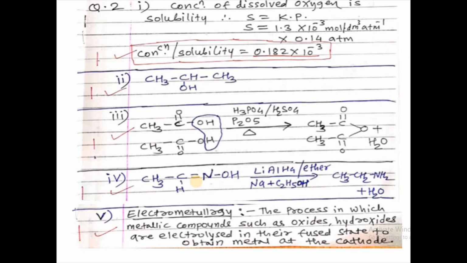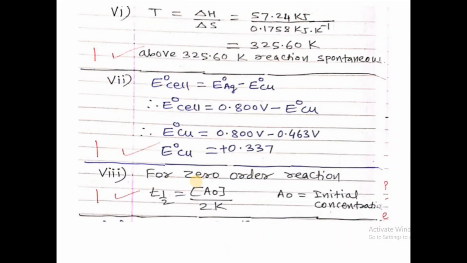Then the fifth MCQ is, what is electrometallurgy? The process in which metallic compounds such as oxides, hydroxides are electrolyzed in their fused state to obtain metal at the cathode. This is the definition of electrometallurgy. You will get 1 mark.